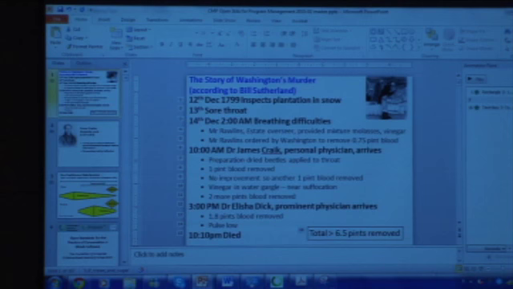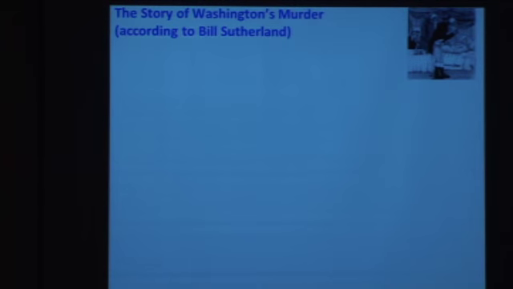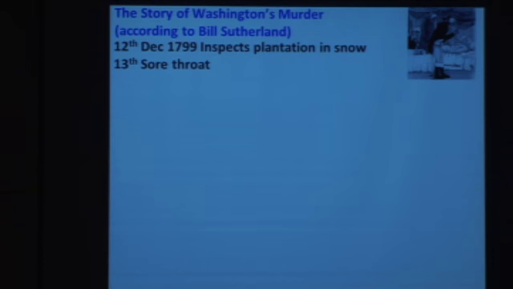This is a story that I stole from my friend Bill Sutherland. It took a Brit to kind of have this story. So how many of you know that George Washington, the founder of our country, was murdered? They don't teach you this in the history books, but here's the story. So in December 1799, George went out and looked at his plantation. And on the 13th, he had a sore throat.